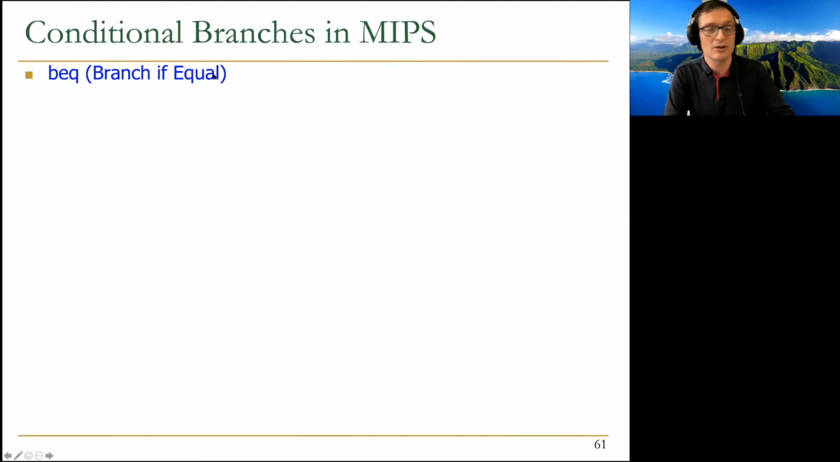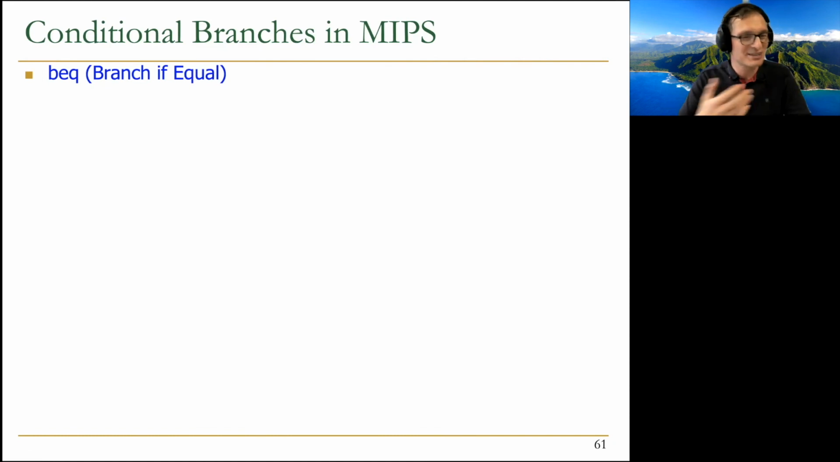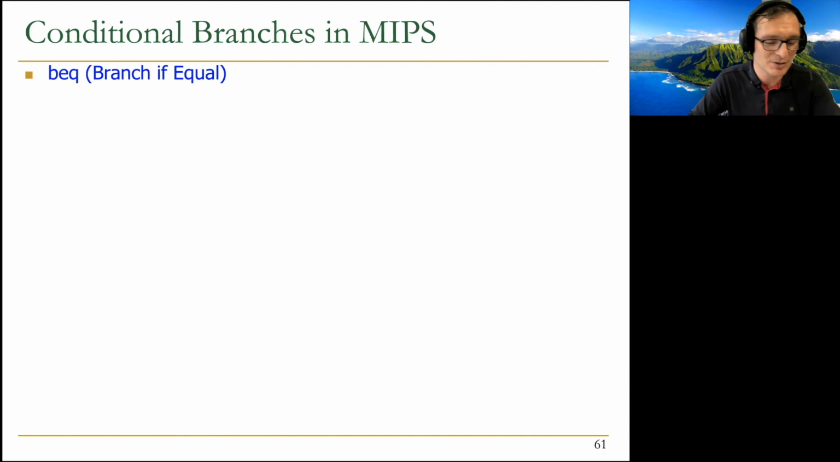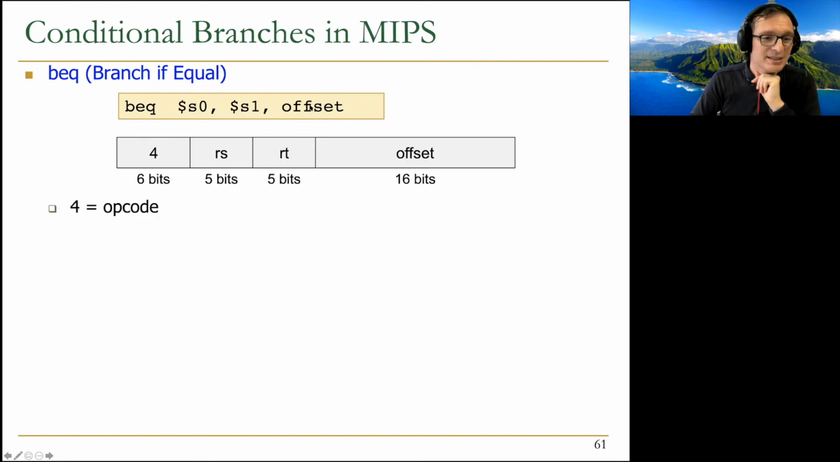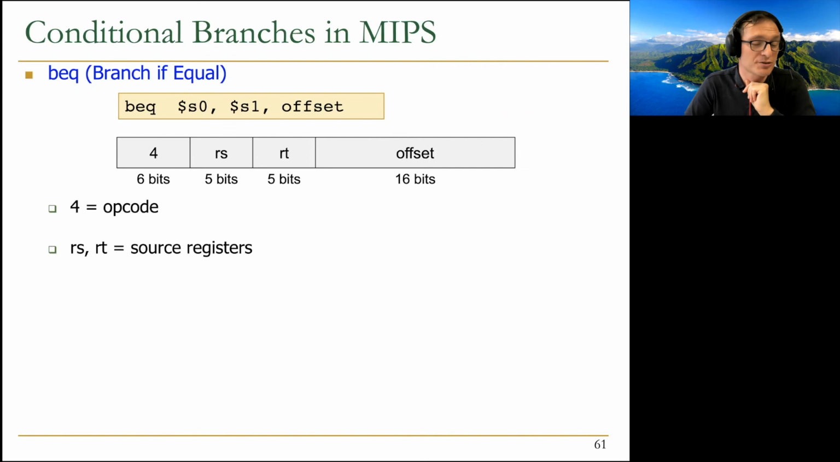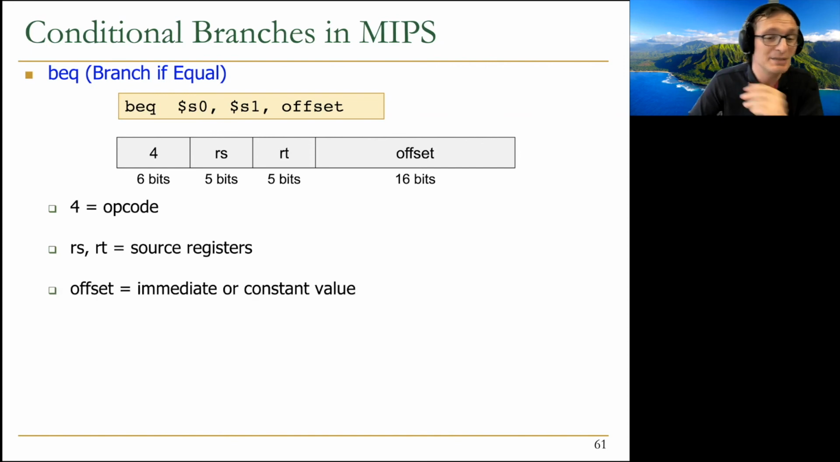MIPS said, we don't want to have condition codes. This is actually a trade-off in the ISA also, which we're not going to cover, why you don't want to have condition codes. They basically said, we're going to do branching using this sort of instruction. So this is an instruction, branch if equal. It has 2 register operands and 1 offset operand, and it looks like this. The opcode is 4, as you can see. Source registers are RS and RT. Offset is the immediate or constant value.